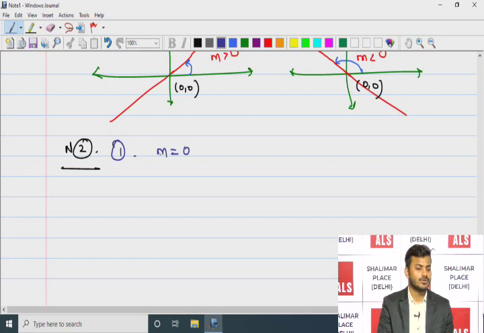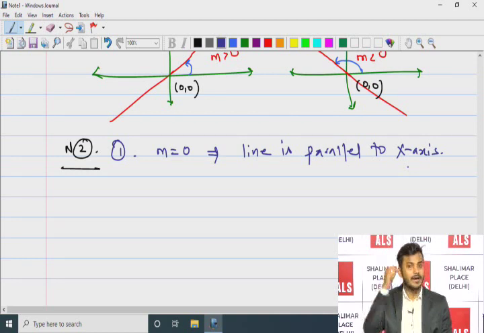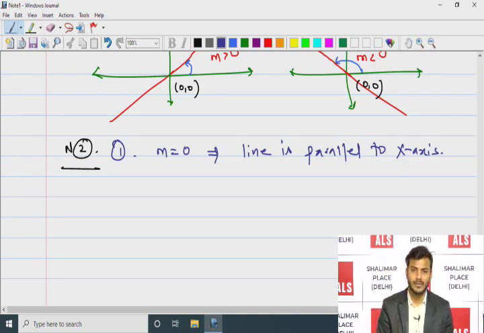If m equals 0, m equals 0 means the line is parallel to the x-axis. It's the x-axis, not the y-axis, right? If it were parallel to the y-axis, that would mean m is not defined. So probably you must have said the same thing. If m equals 0, the line is parallel to the x-axis.